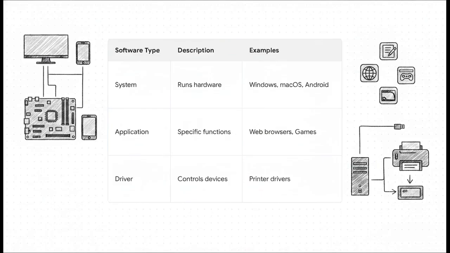Second, we have application software. These are the programs that perform specific tasks for you. Almost all the apps sitting on your smartphone right now, your web browser, your games, your word processors, yep, those are all application software. And finally, we have driver software. These control very specific connected devices. So when you plug in a new printer or a scanner, driver software is what tells your computer exactly how to talk to it.